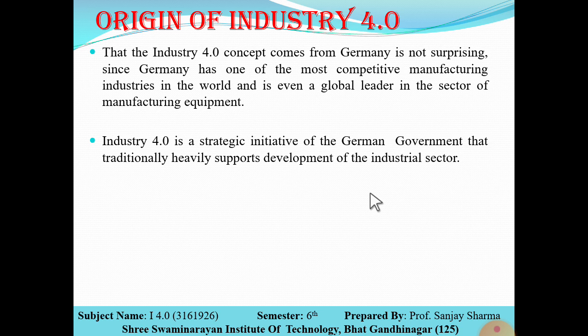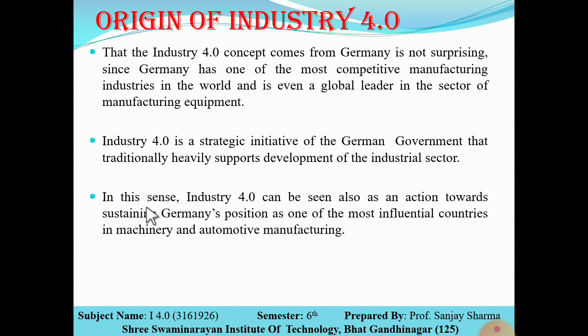The main reason for coming up with the Industry 4.0 revolution was to support the industrial sector for its development, and that initiative was taken by the German government. In this sense, we can say Industry 4.0 can be seen also as an action towards sustaining Germany's position as one of the most influential countries in machinery and automotive manufacturing. So this is the reason why people look at Germany as a global leader in machinery manufacturing and automotive manufacturing.